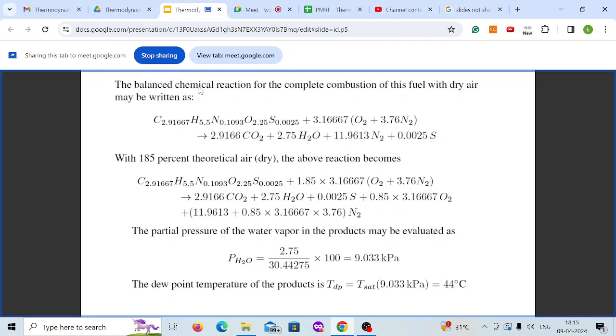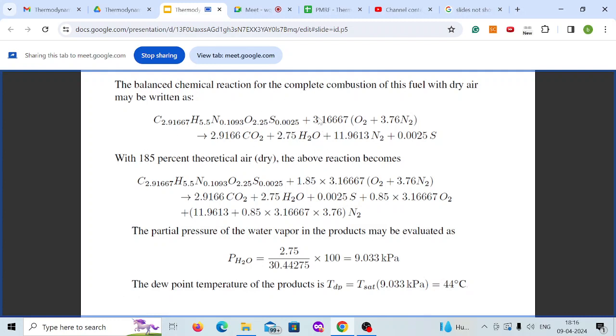First we'll consider dry air, without taking into account the humidity of the air. In that case, if you write the combustion equation and do a carbon balance, similarly a nitrogen balance and an oxygen balance, you can find the individual mole fractions and total moles of the reactants and products present. So this is your stoichiometric equation, the complete combustion equation. This is how it will look.